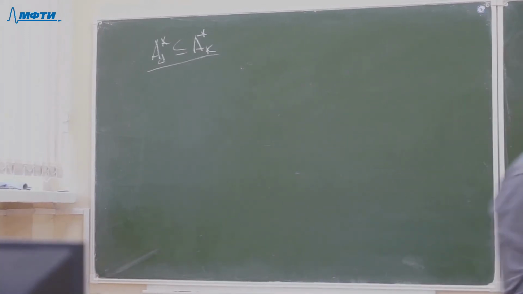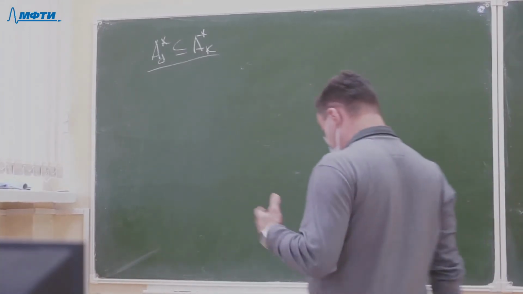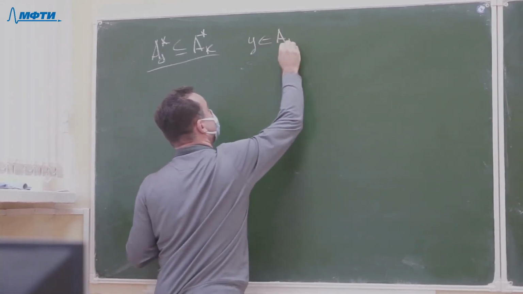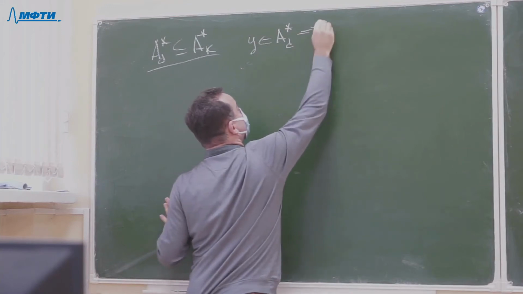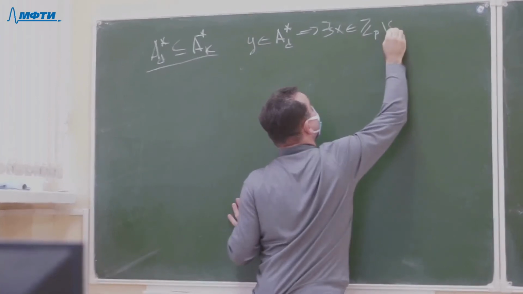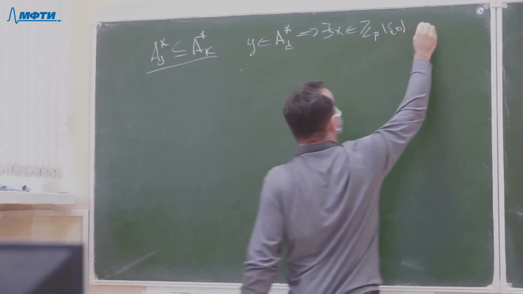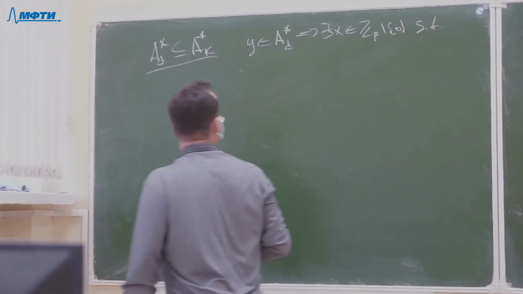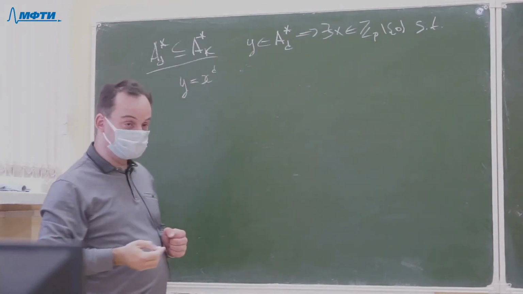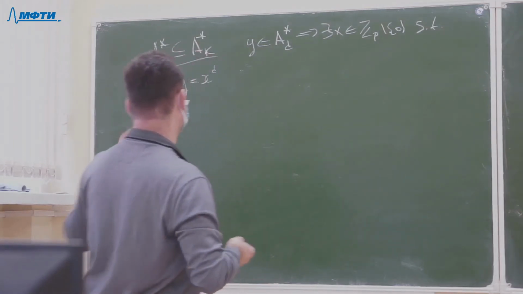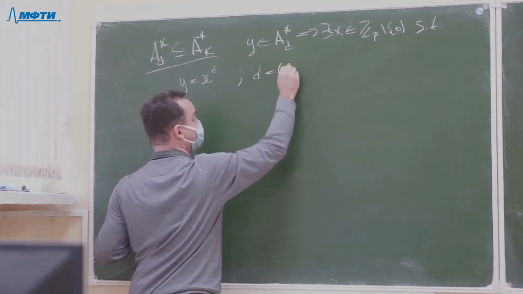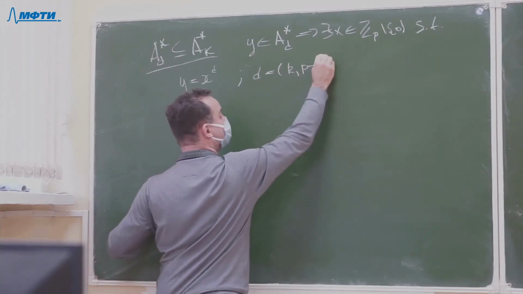How to prove this one? Well, y is inside a_d star, which means that there is x from Z_p without 0 such that y is equal to x to the d. Well, but d is the GCD of k and p minus 1, remember?